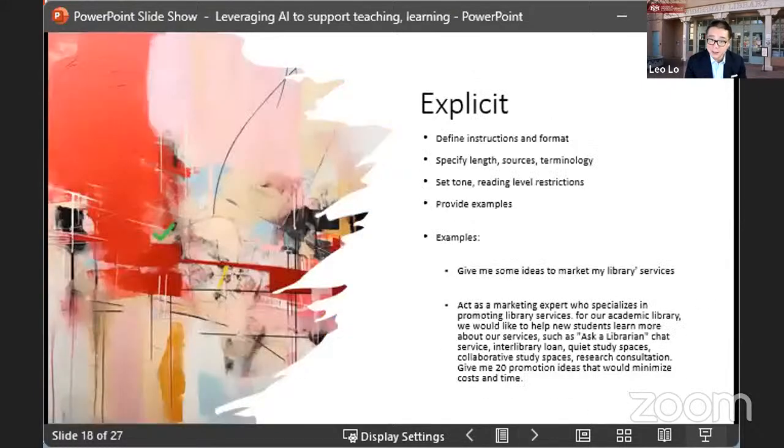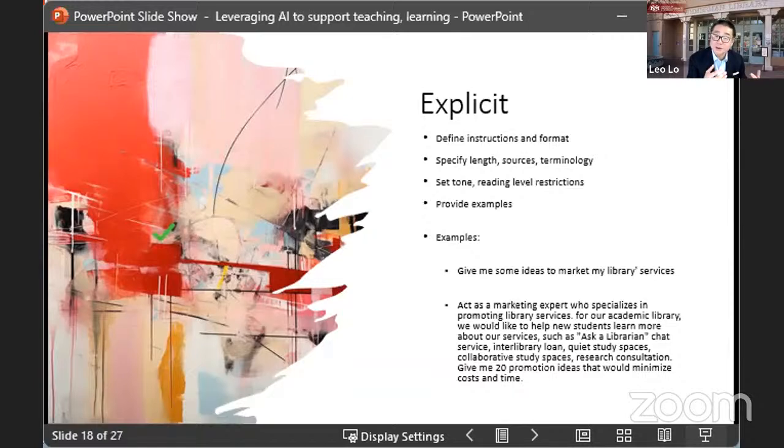The third one, E, explicit. You want to define the instruction and format. To receive highly targeted and useful responses, defining the instruction and format is really important. We can guide the AI to think and formulate questions in a certain way. At the same time, you can specify length, sources, terminology to get exactly the kind of responses you need.